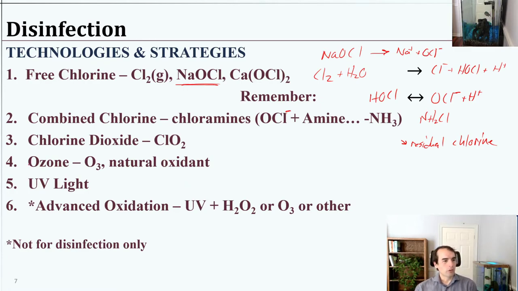All right, so chlorine dioxide is another form of chlorine. It's going to act a lot like free chlorine, but it's in the form of ClO2. We'll just say kind of similar. And sometimes it's probably categorized with free chlorine in terms of how reactive it is.